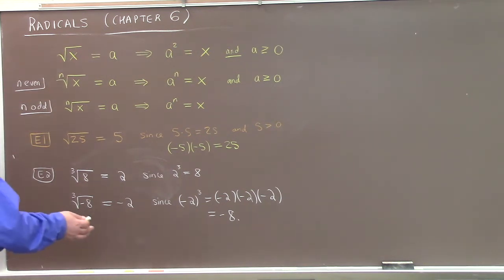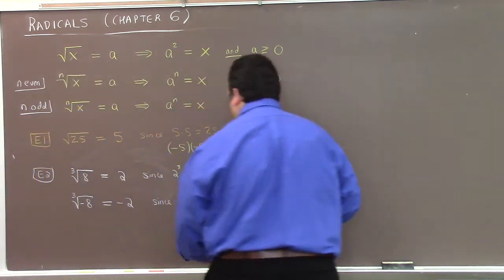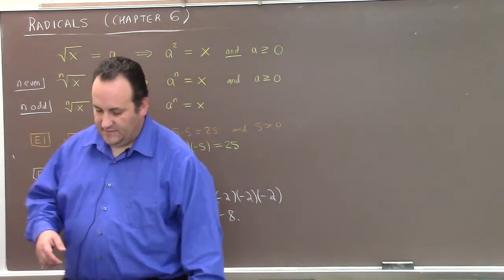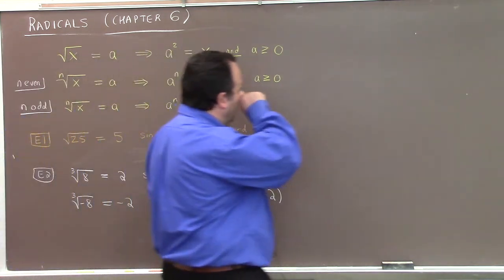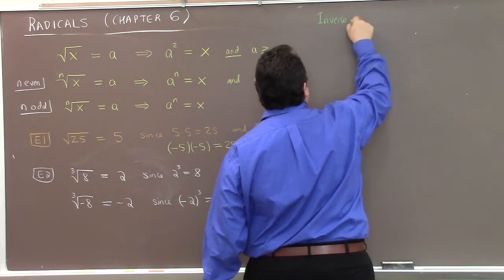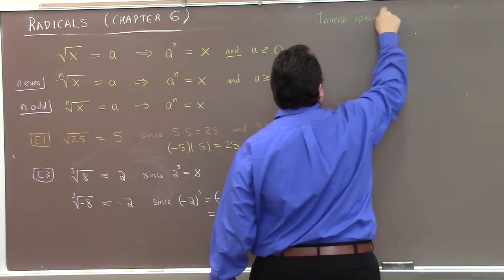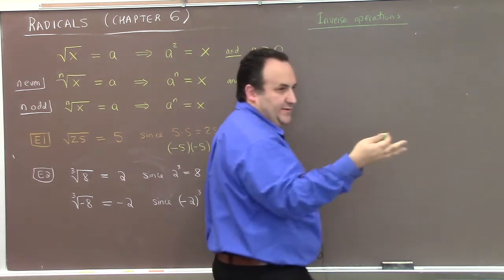So I think the other thing we should talk about here. So that's the basics, right? So let's talk about how to simplify things involving, in some sense, the square root and the square, they're inverse operations, right? So let's see how that goes.